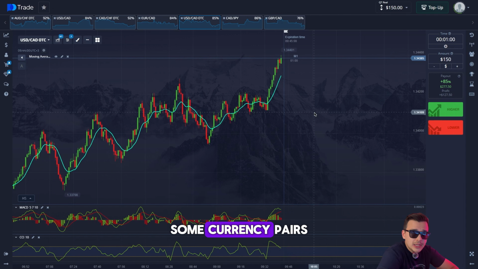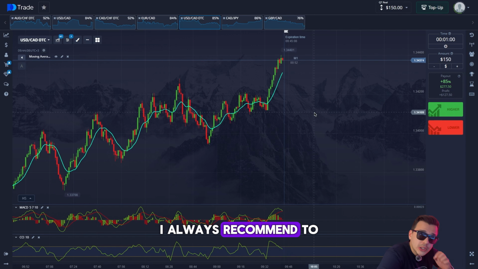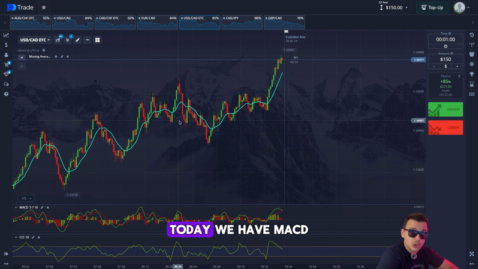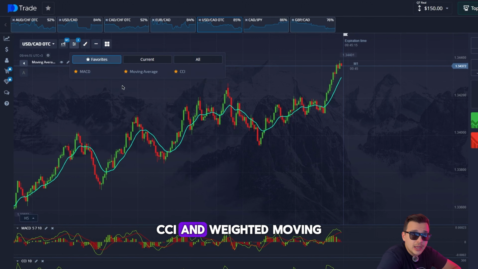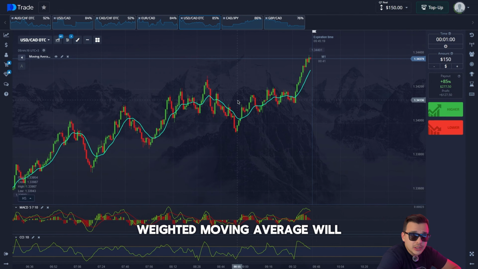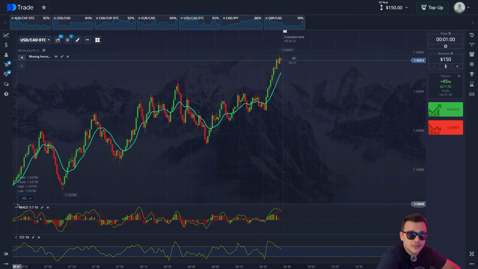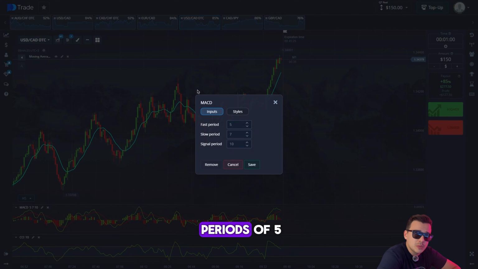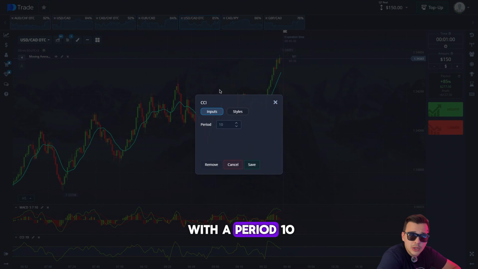Some currency pairs have OTC status, so you need to pick a good trend strategy. I always recommend to follow the trend when opening trades on OTC. Today we have MACD, SSI, and weighted moving average to analyze. The weighted moving average will have a period of 15. We have MACD with periods 5, 7 and 10, and SSI with a period of 10.